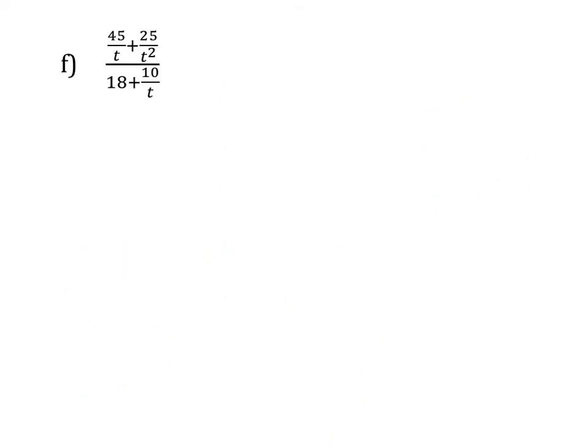Looking at our last example, I'm just going to rewrite it. 45 over t plus 25 over t squared over 18 plus 10 over t. So when we're talking about denominators, the LCD is going to be a number that can divide both of the ones that you have, right? So when I look at t and t squared, t is the lowest number that can divide both t and t squared. So my LCD is going to be t squared. So for that, I'm actually going to just multiply this t here to the numerator and denominator, to force it to be t squared.